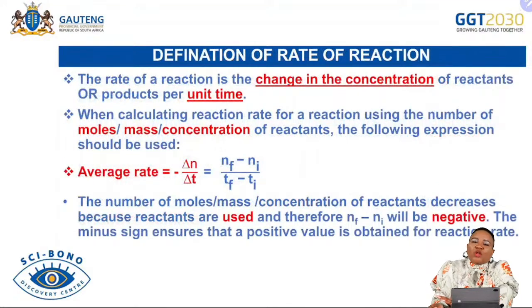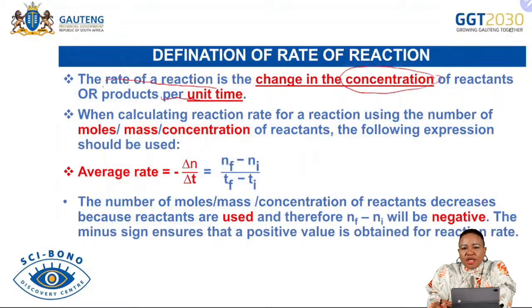Now, as we said, we need to define a reaction rate. What is a reaction rate? The rate of reaction is the change in the concentration of reactants or products per unit time. The change in the concentration of the reactants or products per unit time. I think it is important to know how the concentration of the reactants will change and how the concentration of the product will change as we look at the reaction.